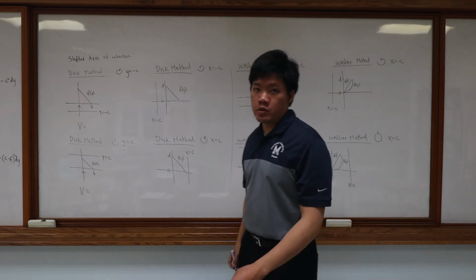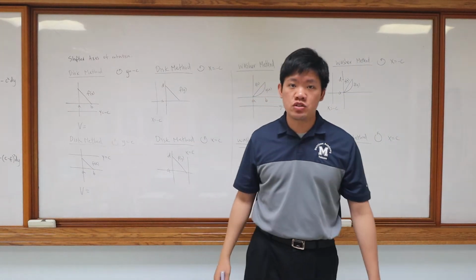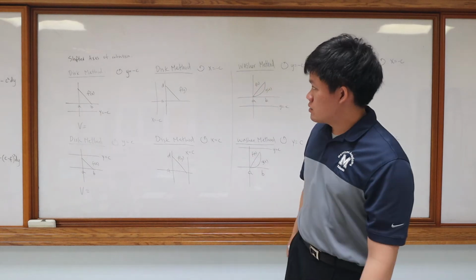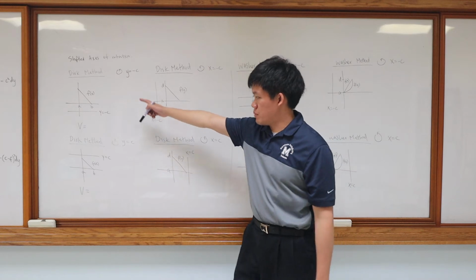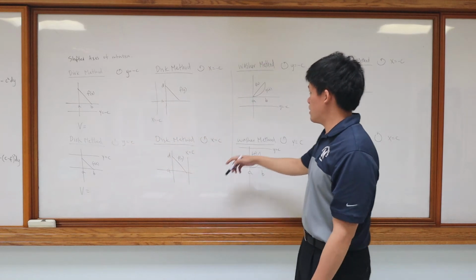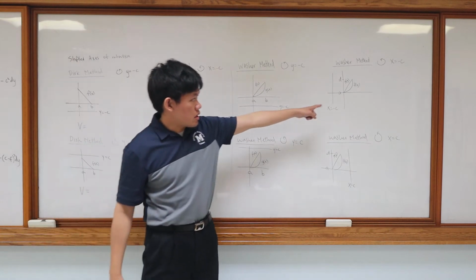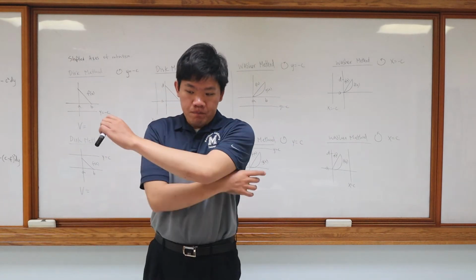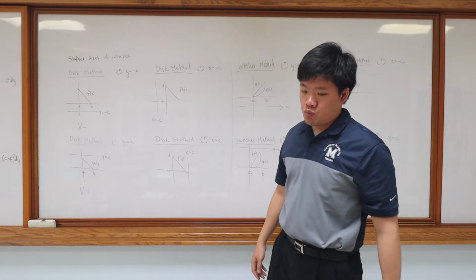Okay, so in this video we're going to talk about how we find the volume of solids of revolution when we shift the axis of rotation. We're going to start off with the disk method, where we shift it up and down, left and right, and then over here we'll talk about the washer method, where you shift up and down, and this one's left and right.